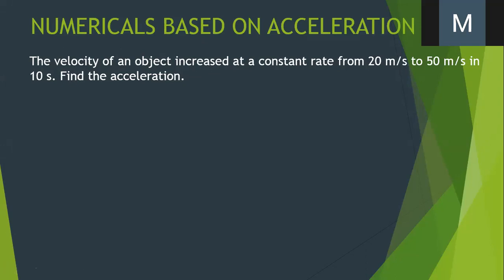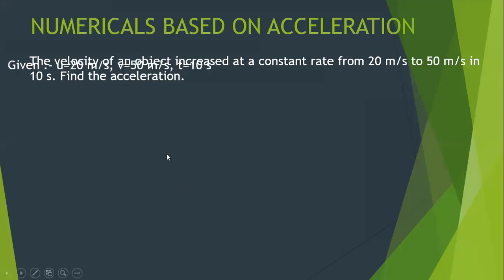The velocity of the object has increased at a constant rate from 20 meter per second to 50 meter per second in 10 seconds. What we have to do? We have to find the acceleration. Whenever such types of numericals come, the first thing you have to do is write down the given, because writing the given will help you understand the idea much better. So ensure that you are writing the given.